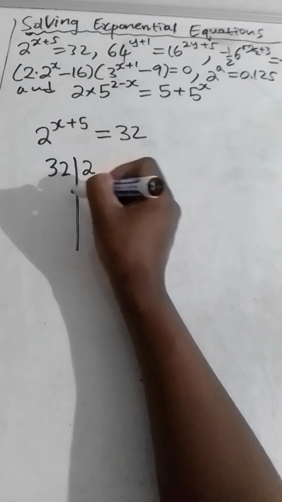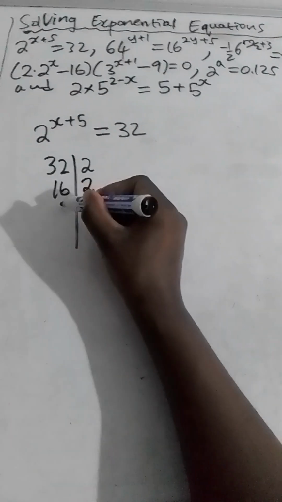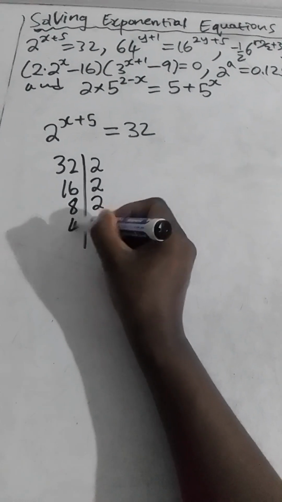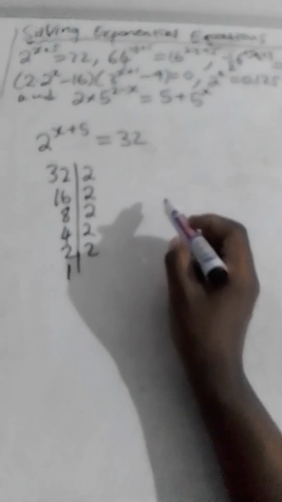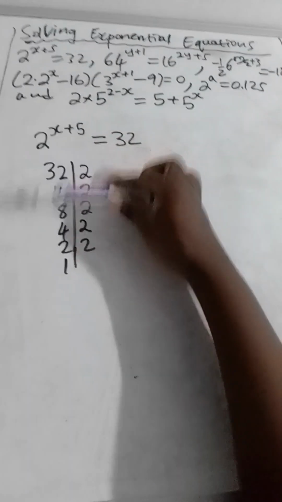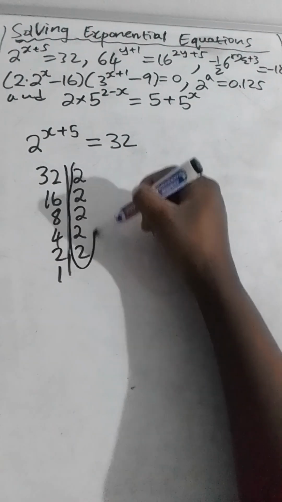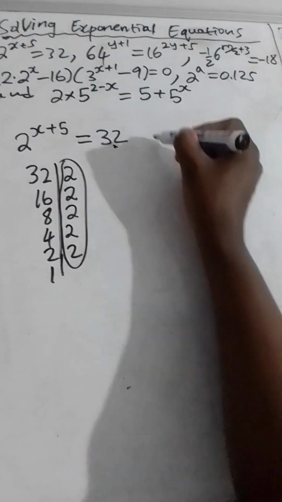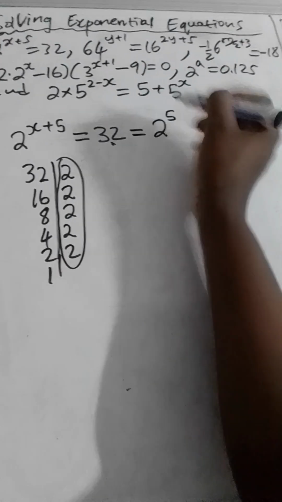So 32 divided by 2 is 16. We can still divide by 2. 16 divided by 2 is 8. We can still divide by 2. 8 divided by 2 is 4. Divide by 2 is 2. Divide by 2 is 1. This is called the ladder method. It's like a step ladder, so you're going down the rungs. Now this gives us the prime factors of this. So the right hand side will then become 2 to the exponent 5.